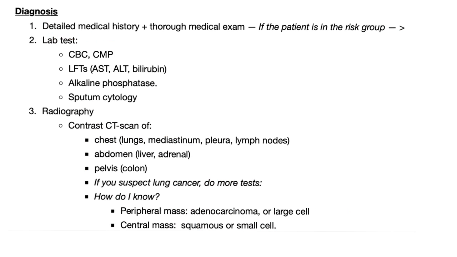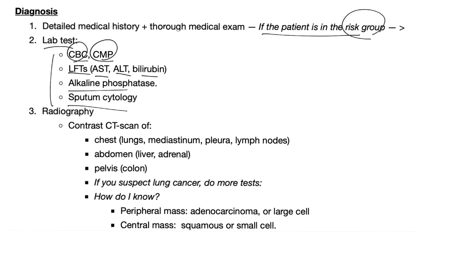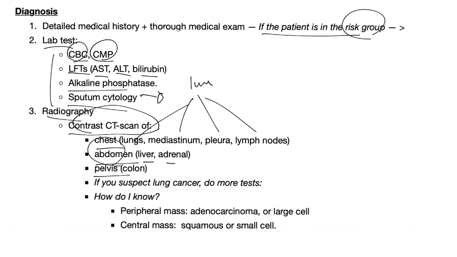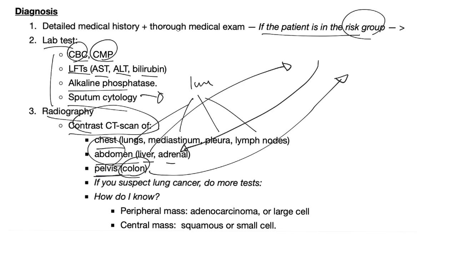How to diagnose lung cancer? You need a detailed medical history and a thorough medical exam. If the patient is in the risk group, you need more tests. What do you mean? CBC, CMP, LFTs, which are AST, ALT, bilirubin, and alkaline phosphatase, and sputum cytology for cancer. Radiology: contrast CT scan. Of what? Of the chest, abdomen, and pelvis. Why chest? Because of the lungs, the mediastinum, the pleura, and the lymph nodes. These are involved in lung cancer. Abdomen: liver and adrenal could be the source of the cancer, or it could be secondary to lung cancer. Pelvis: such as colon cancer, because colon cancer can metastasize to the lung.